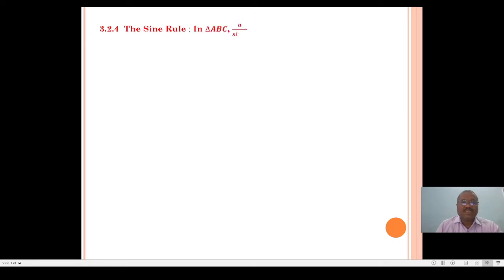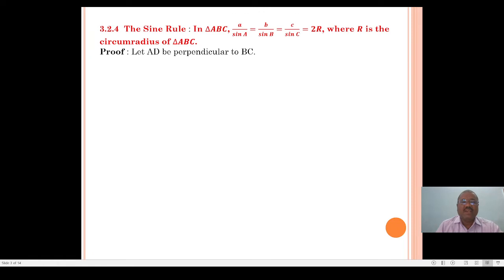Now the sine rule. First we see the sine rule. In triangle ABC, a upon sin A equals b upon sin B equals c upon sin C, which equals 2R, where R is the circumradius of triangle ABC. Proof of this sine rule: let AD be the perpendicular to BC, as seen in this figure. So we first draw triangle ABC and AD is perpendicular to line BC.